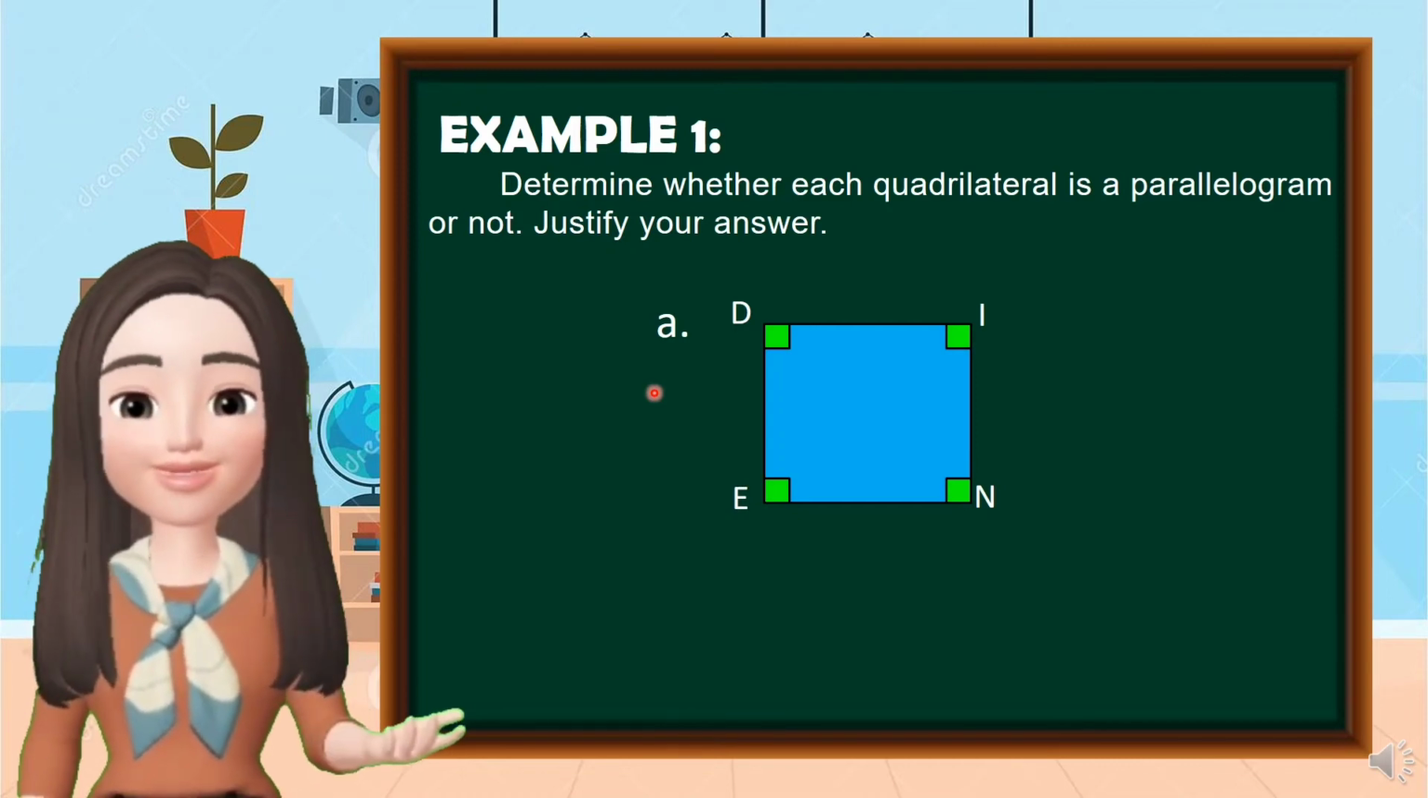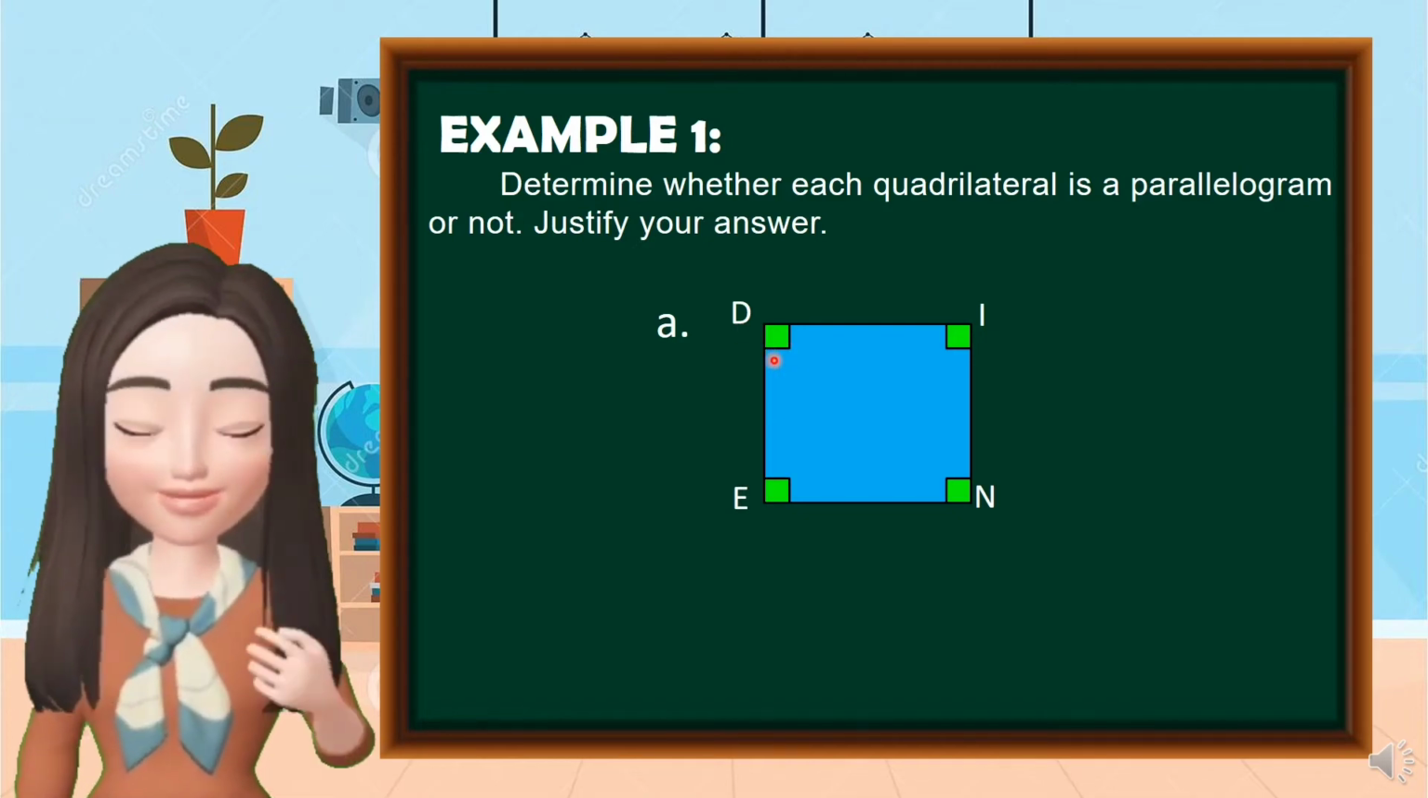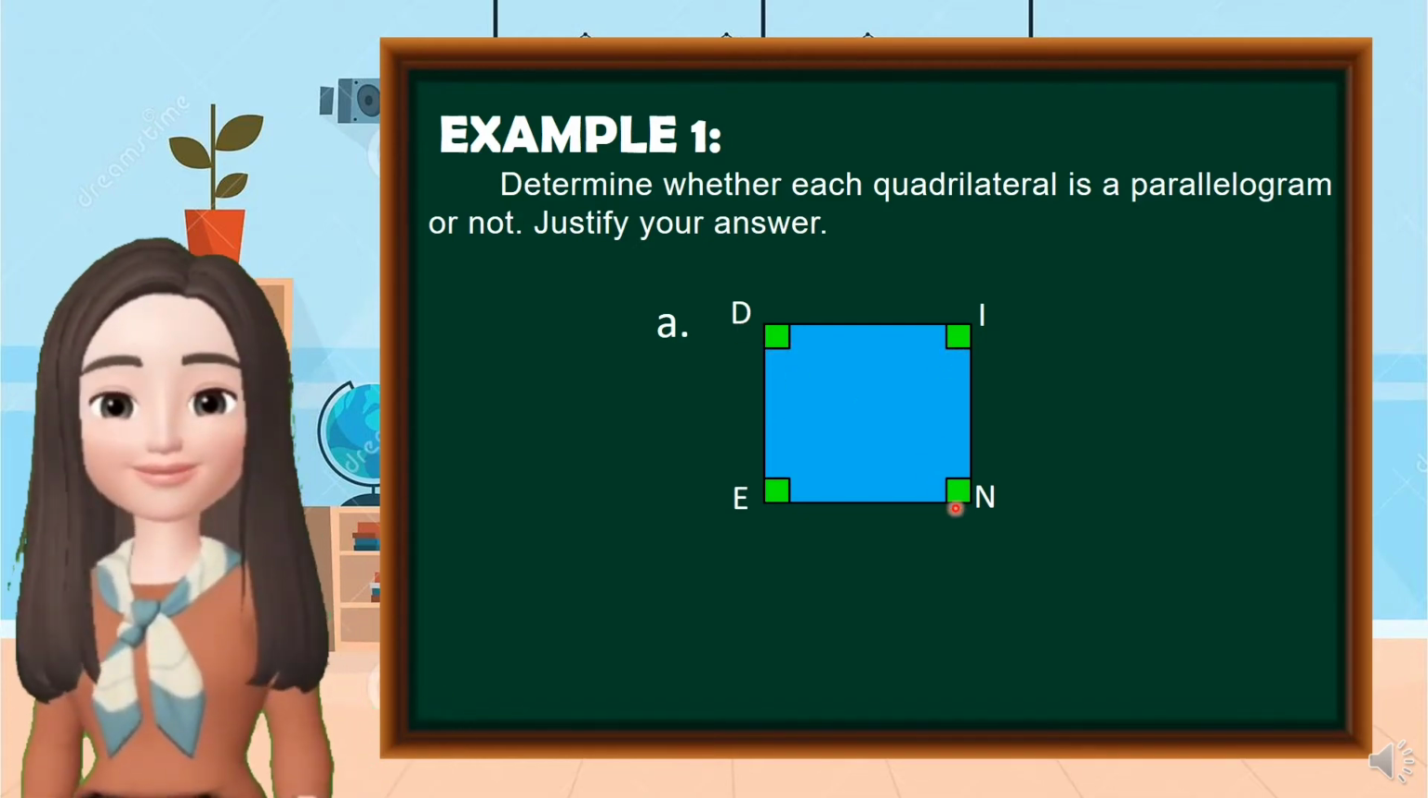Alright, so if you notice, ang mga given na markings or yung mga clue na ibinigay sa atin ay yung angles. If you notice, ang angles nila ay lahat ay right angle. And when we say right angle, ibig sabihin, it measures 90 degrees. Kung 90 degrees ang ating angle D, ganun din si angle I, ganun din si angle N, ganun din si angle E.